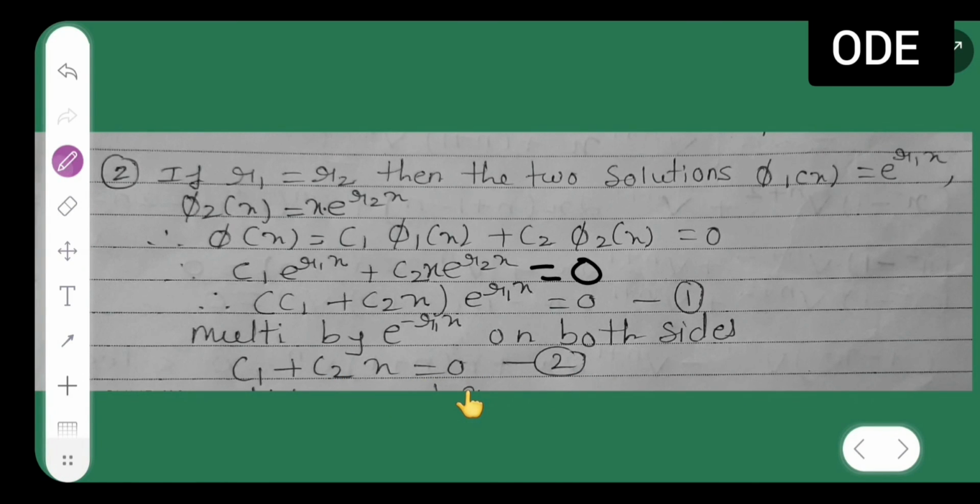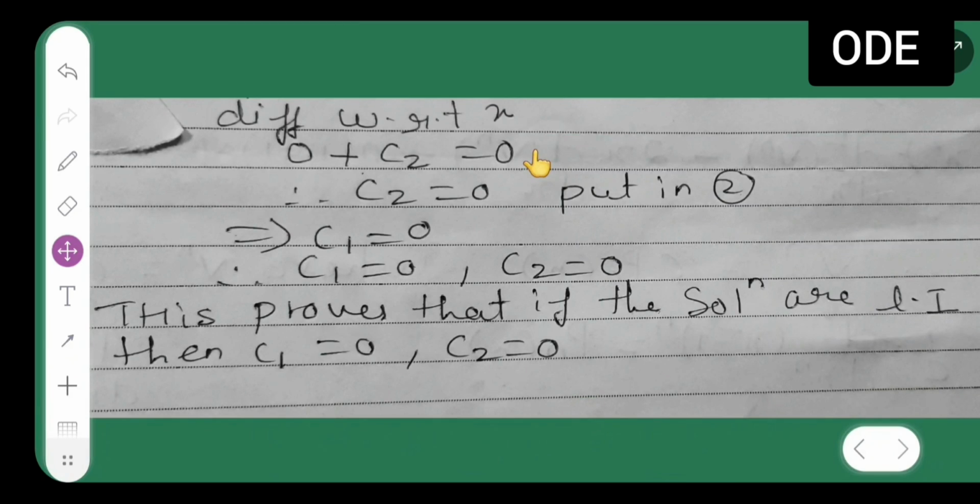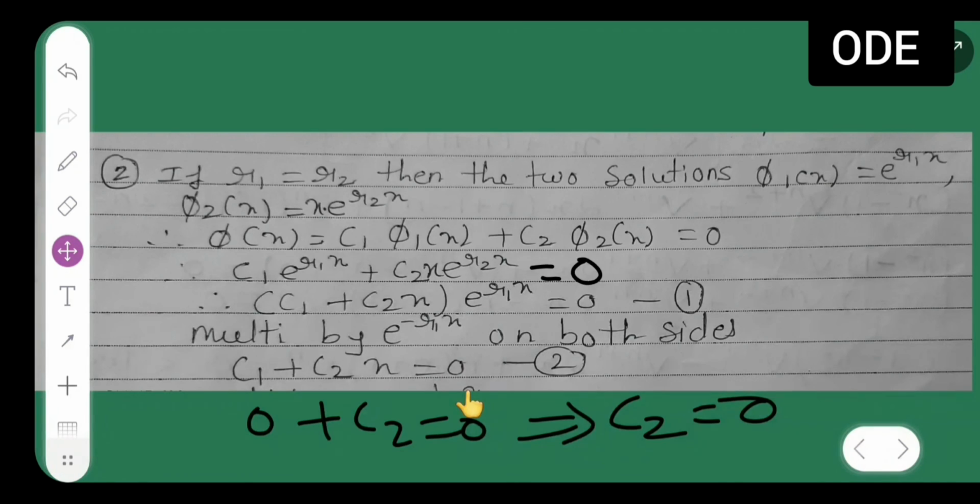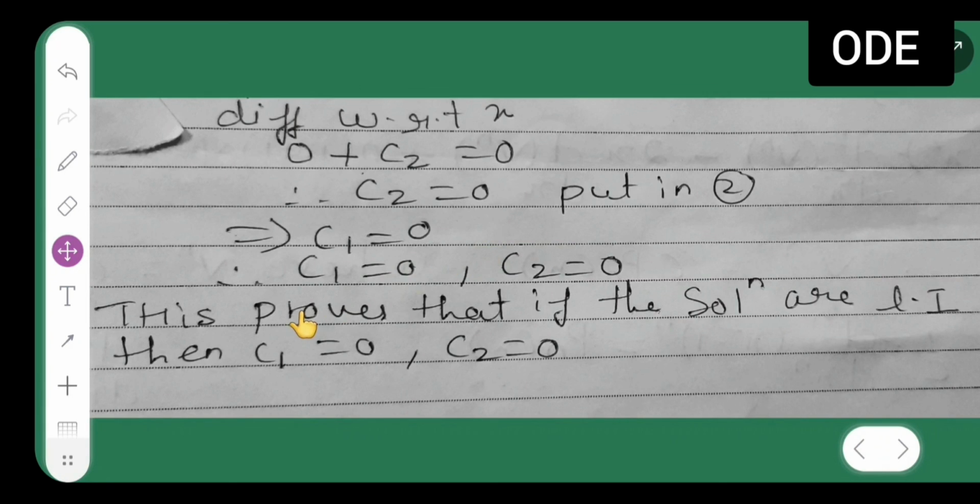So what I will get is 0 plus c2 is equal to 0, which implies c2 is equal to 0. Take this as equation 3. Now put this in equation 2. If c2 is equal to 0, what will it imply? That c1 is equal to 0. Therefore c1 is equal to 0, c2 is equal to 0. Now this proves that if the solutions are linearly independent, then c1 is equal to 0, c2 is equal to 0. So with this I will end my lecture.